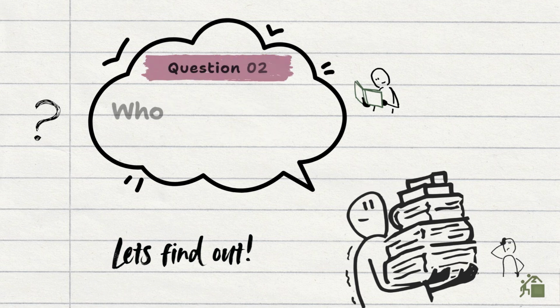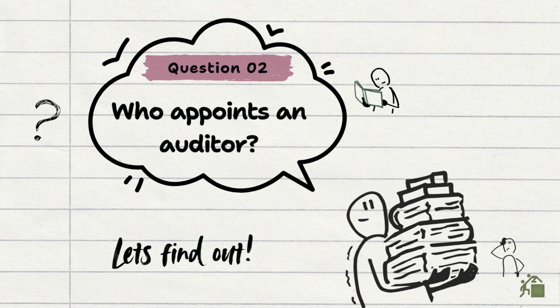Now, moving to the next question. Who appoints an auditor? Generally, an auditor is appointed by owners or in some cases by constitutional or government authorities in accordance with the applicable laws and regulations. Like in case of companies, an auditor is appointed by members, that is the shareholders, at the AGM, annual general meeting. However, in the case of government companies in India, an auditor is appointed by the Comptroller and Auditor General of India, CAG, an independent constitutional authority.